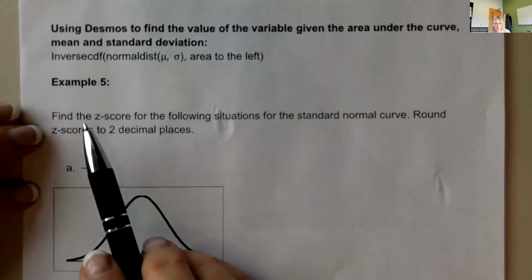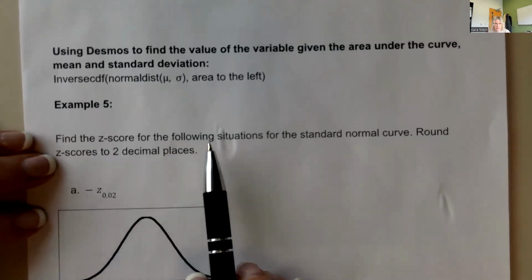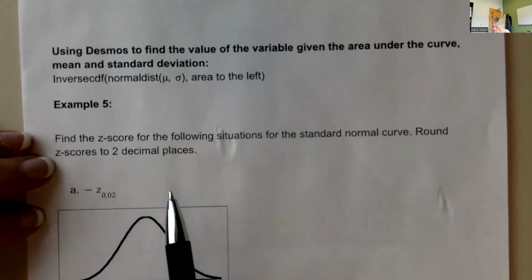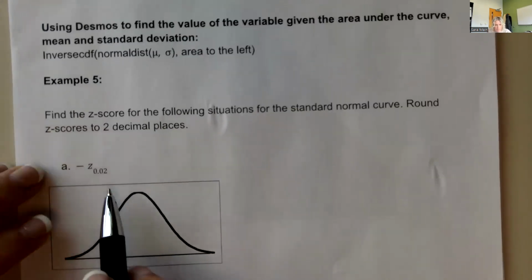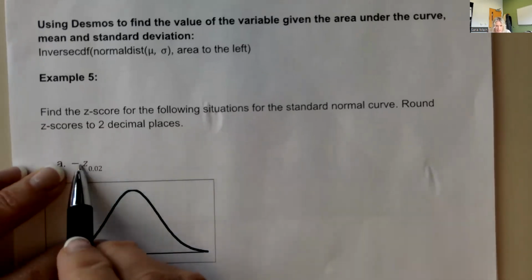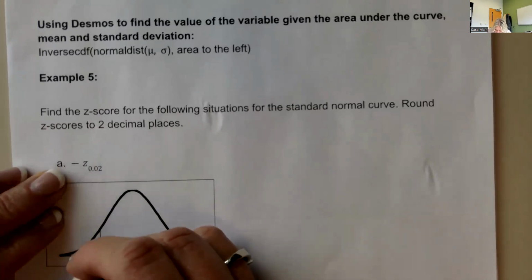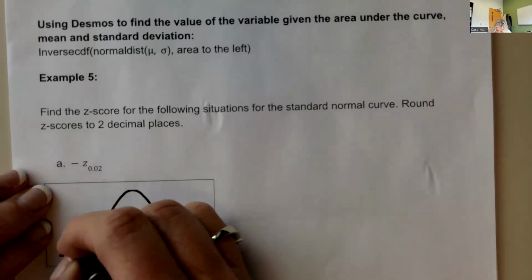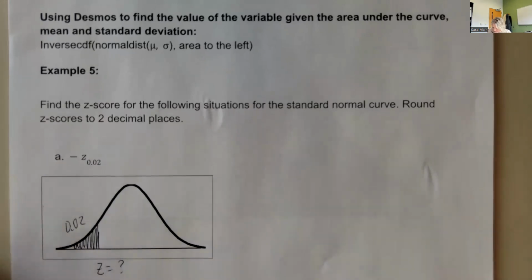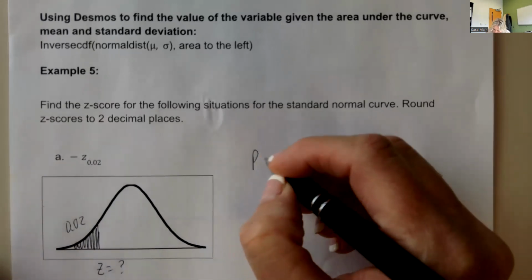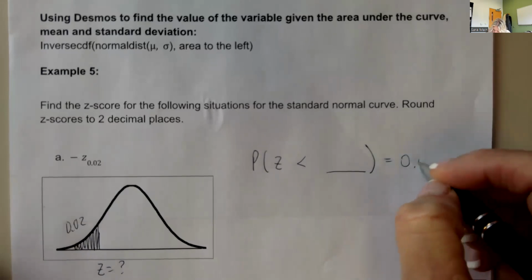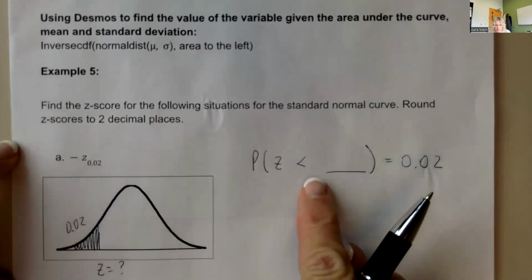Let's look at example 5. It says find the z-score for the following situations for the standard normal curve. Round z-scores to 2 decimal places. So we are given an area. This is our alpha to the right, but we want the negative. So we want area to the left. So we know the area is 0.02 and we want to find the z-score that goes with that. So we are saying the probability that z is less than some z is equal to 0.02. And we know it's less than because it's negative.